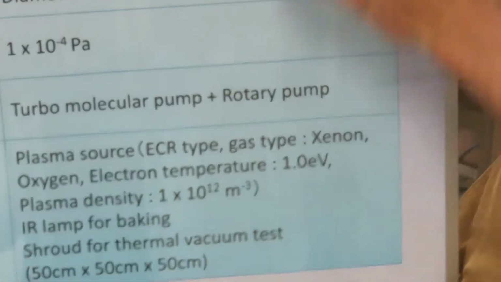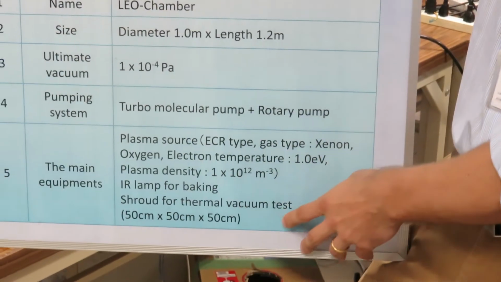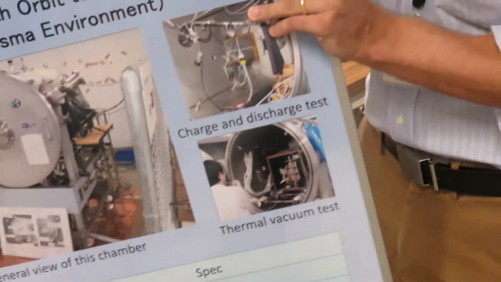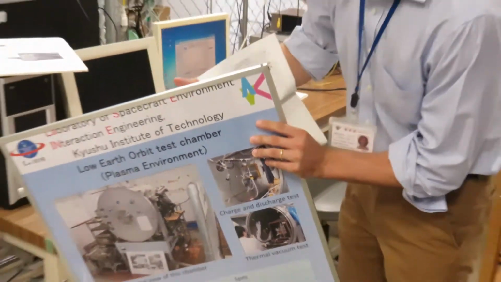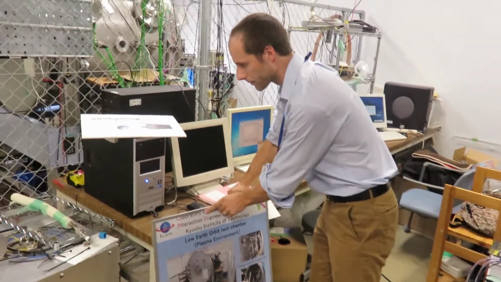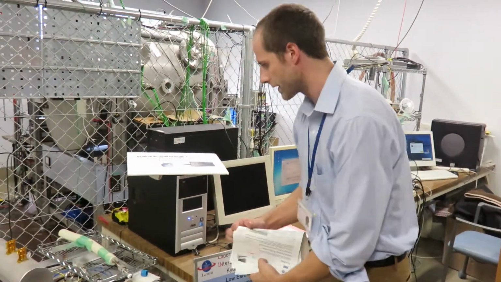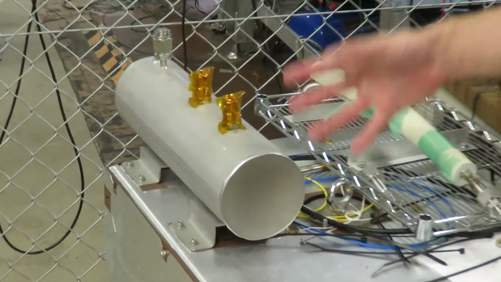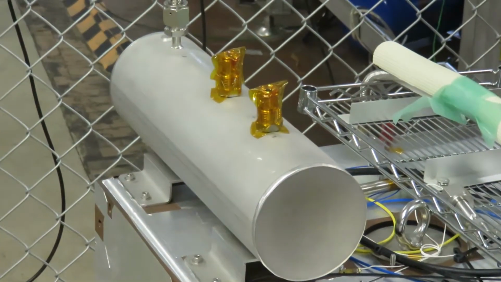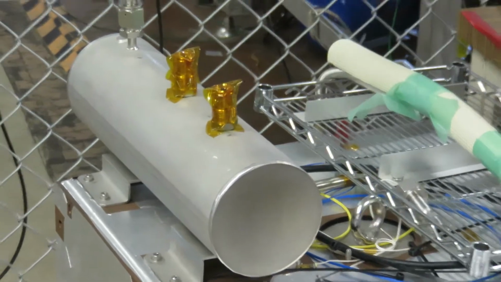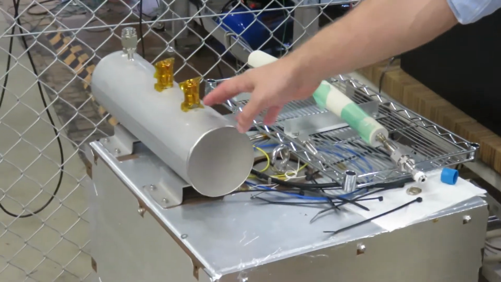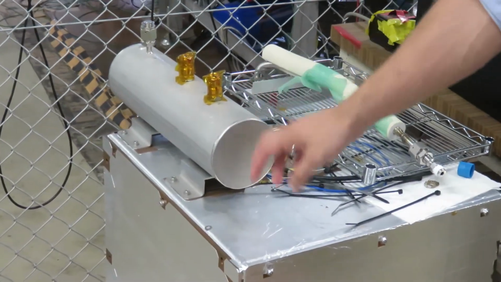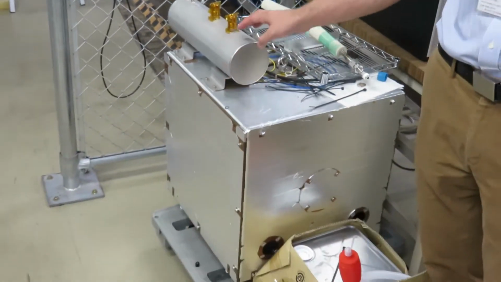Well, in this chamber, we can do a number of things. For example, we have a cooling shroud. You can see that cooling shroud here. In space, as we go through eclipse, from darkness to daylight, we have temperature extremes, and this allows us to simulate that using liquid nitrogen.